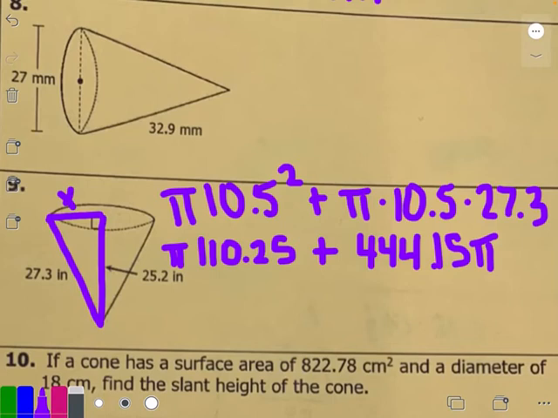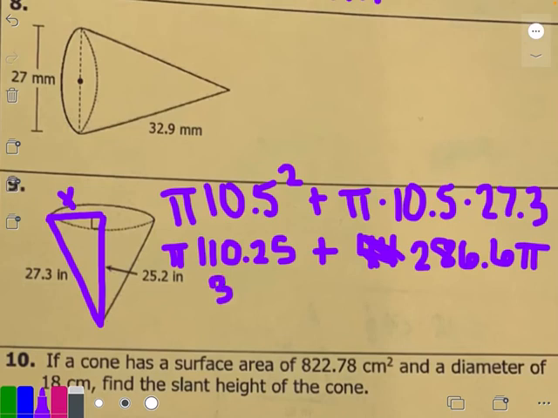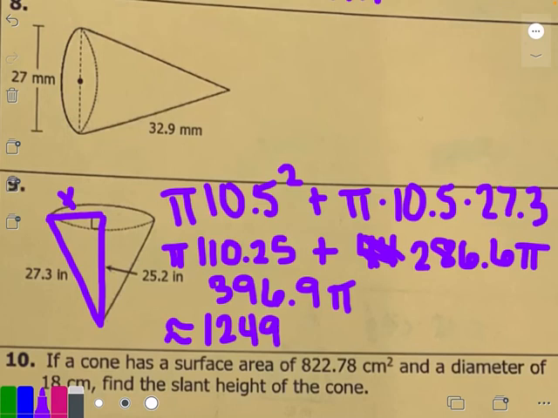Wait, what am I doing? That is not 444. I typed something in wrong. It should be 286.6 pi. You can treat your pi's like they're variables and add the two things together, and you will get 396.9 pi. Again, because of pi, you're going to have to round, so it's going to be 1,246.9 and 0.9 inches squared.